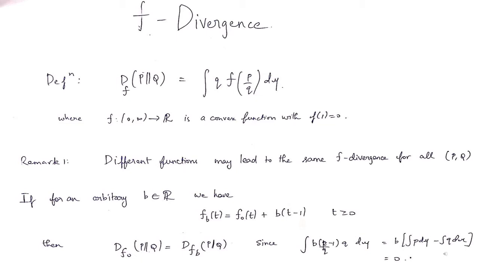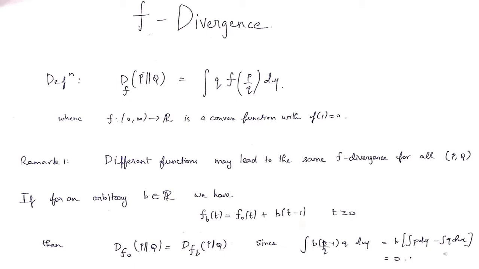An important remark here is that different functions can have the same divergence for all P and Q. This is a very surprising result. Let's prove it. For any arbitrary constant b element of R, we can formulate a function f_b of t such that it's equal to f of t plus b into t minus 1 for all t greater than 0. The divergence with respect to f_0 of P and Q and the divergence with respect to f_b of P and Q will be the same.